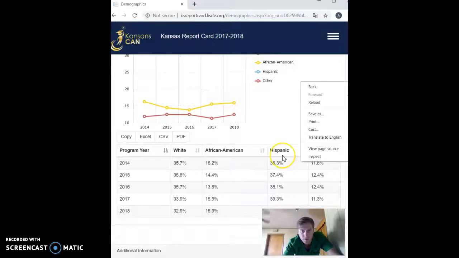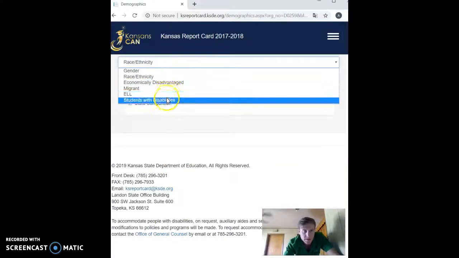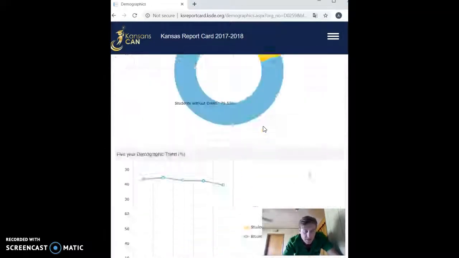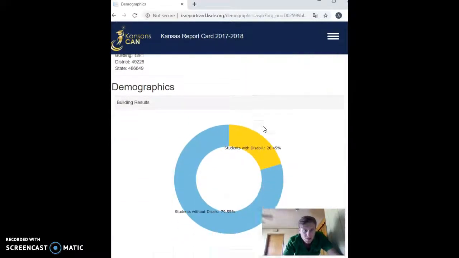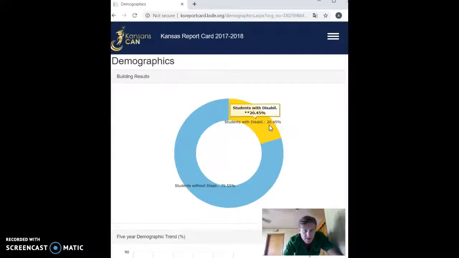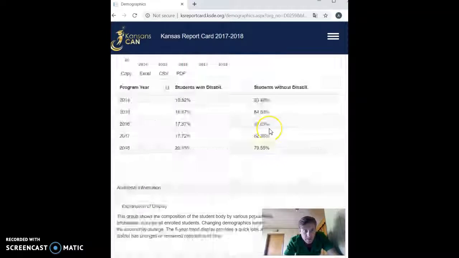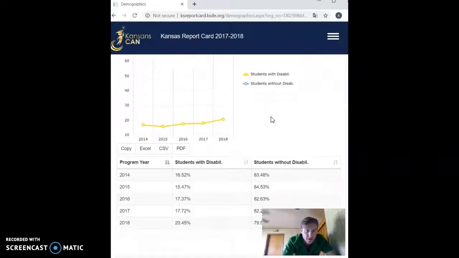So moving through that, we'll kind of look here at some other topics. Something I find very interesting with our school is the amount of special education students we have. West High has 20% of students with disabilities, which seems fairly high to me. But we'll look at the state comparison here, and you can kind of tell that we are about 6% higher compared to the rest of the state. So we do have a lot of kids that need that extra help, extra attention in the classroom.